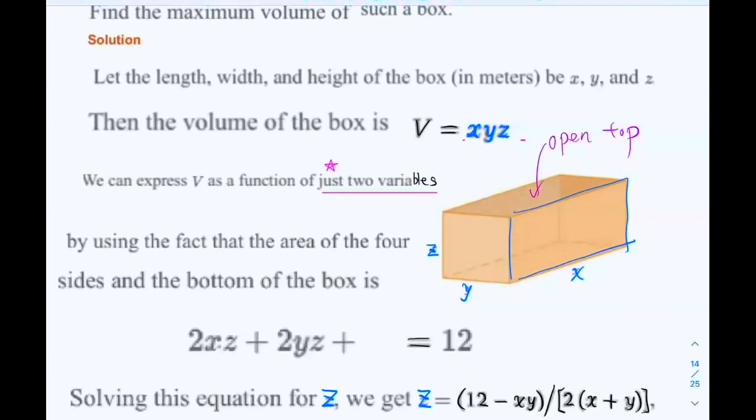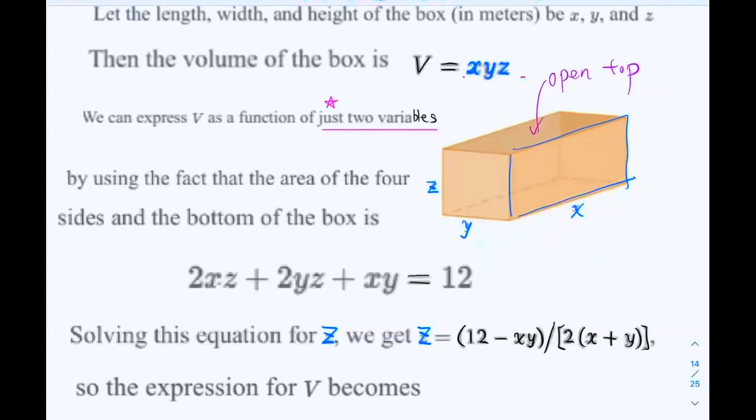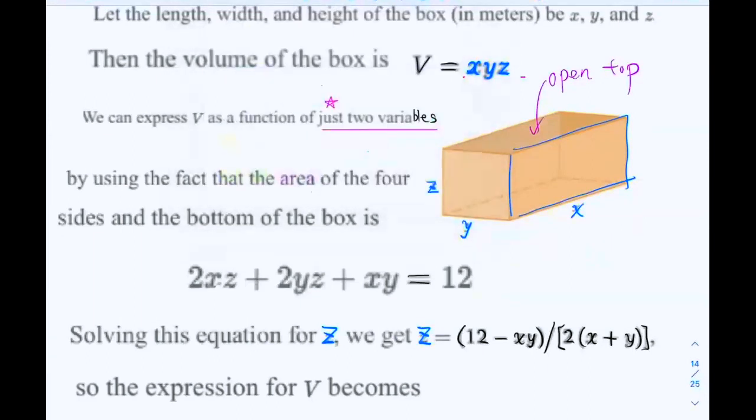Now we get to the bottom. The bottom is what? It is X times Y, and we only have 1 of this, right? Because there's no top. That is equal to 12. Now from this, we're able to solve for Z. Z is equal to this, and then we can replace it. So we take this and put it over here, then V will become a function of 2 variables, X and Y only.